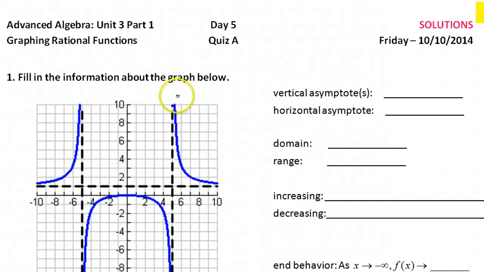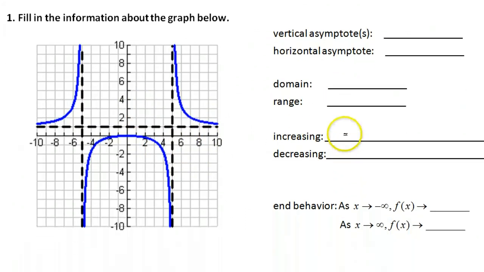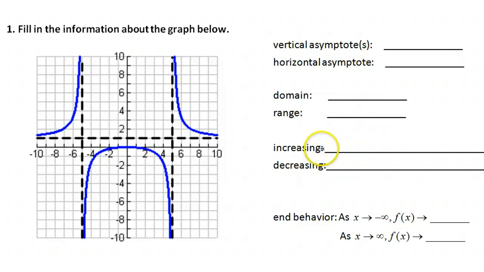Alright, this was a quiz about graphing rational functions. In this video, we're going to focus on analyzing a rational function that has already been graded, and we will talk about the asymptotes, domain, range, increasing and decreasing intervals, as well as end behavior.